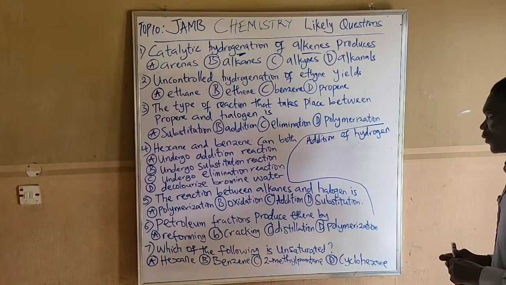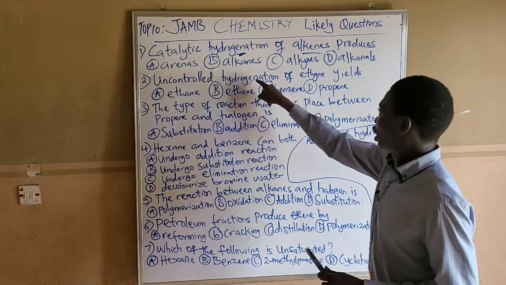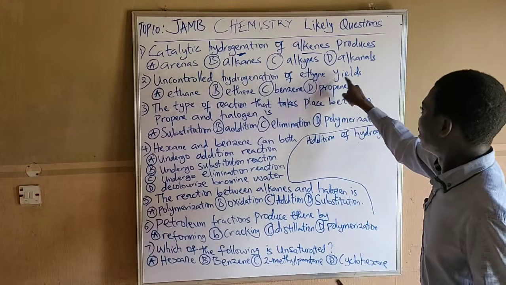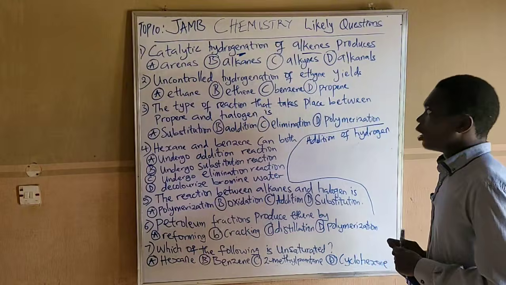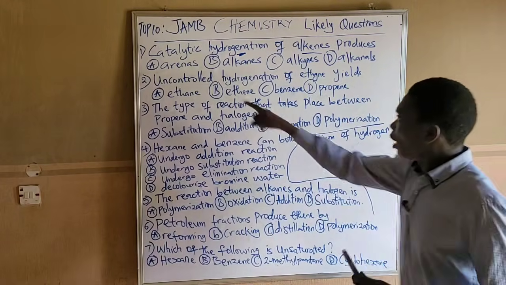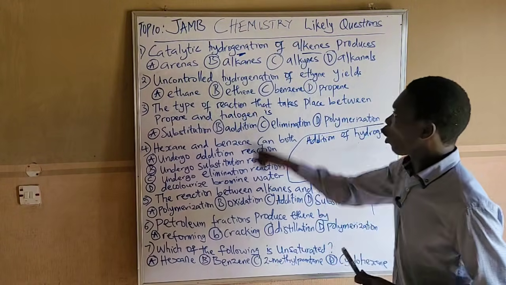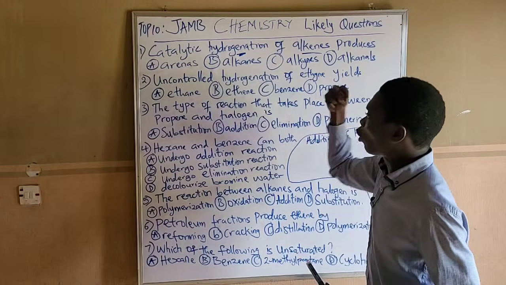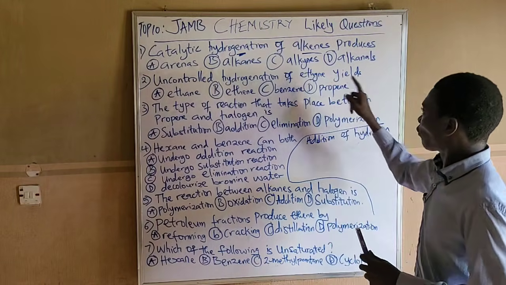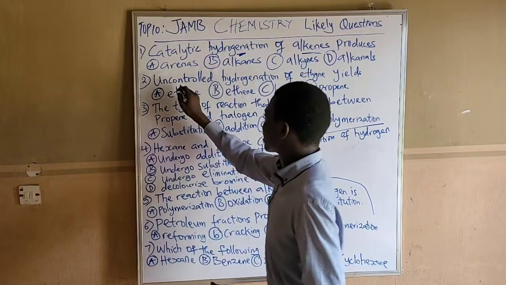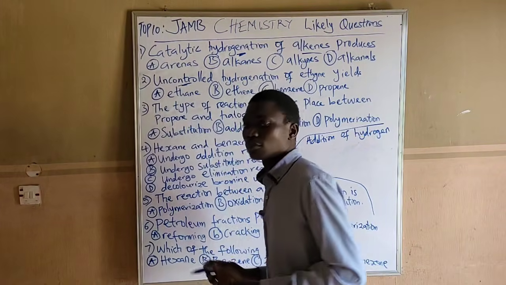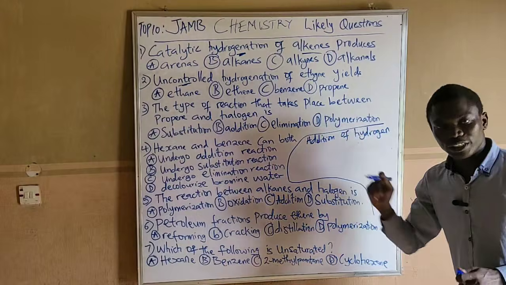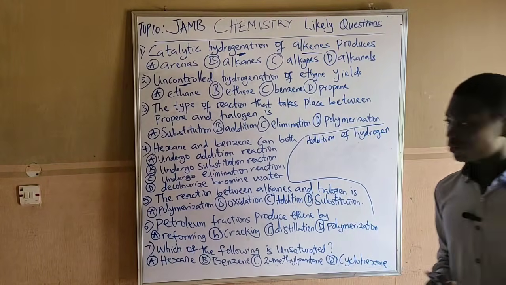But with this question number 2, something happened. Question number 2 says: uncontrolled hydrogenation of ethyne yields dash. Please, this statement is very important. The word uncontrolled here is very, very important.